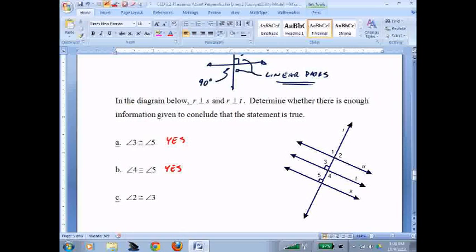And the third one is, are we sure that these two are congruent? The answer is no, we don't know. Now, a lot of people want to write maybe. That doesn't work. What we write is, if we don't know, we write no.